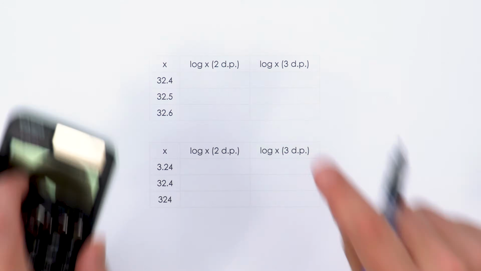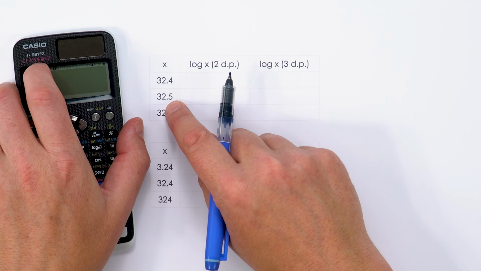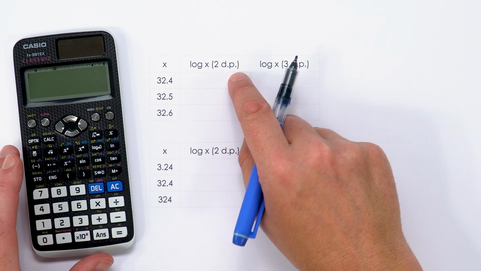I just want to highlight one of the mistakes that quite a few students make, and that's when it comes to looking at log values in tables. So I've got a table here where we've got values of x, and we're going to take the log of x to 2 decimal places.